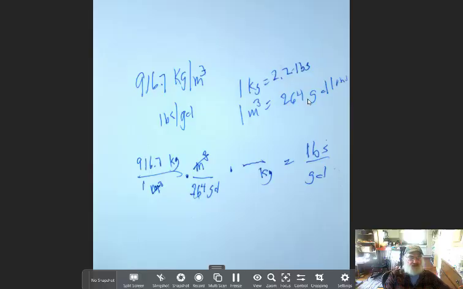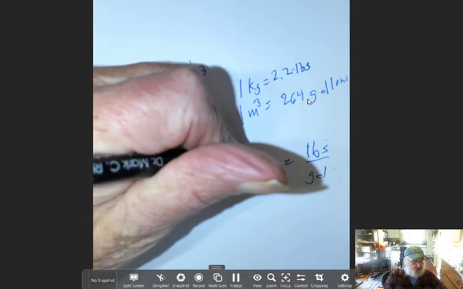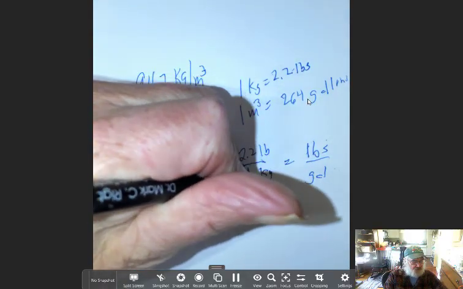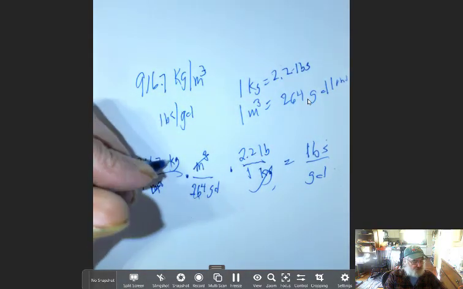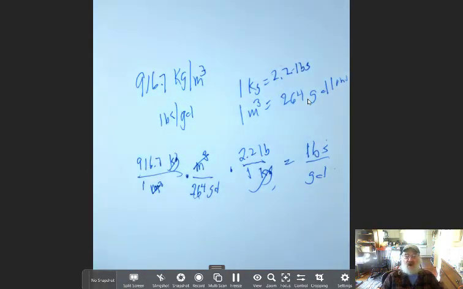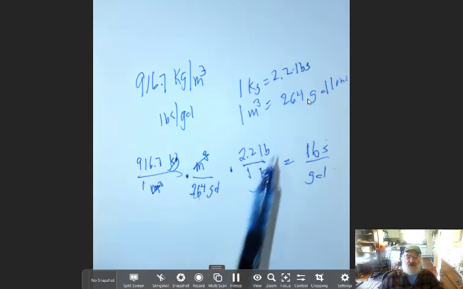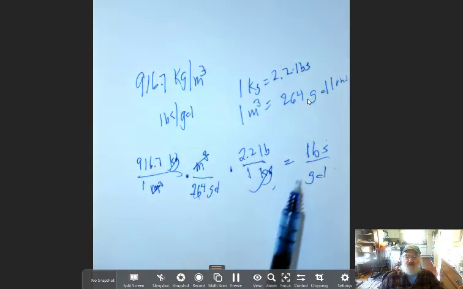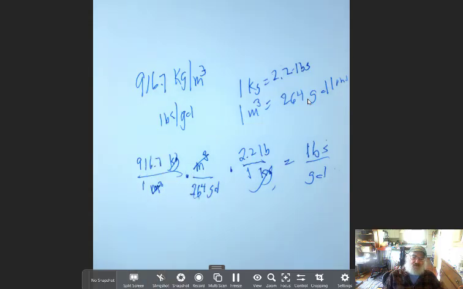and put up the conversion. 2.2 pounds per 1 kilogram. Kilograms cancel, and we now have the units the way we want it, in pounds per gallon. So you just got to do the math.